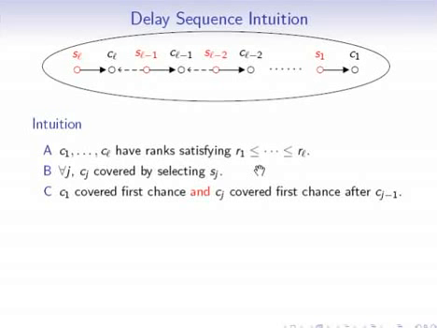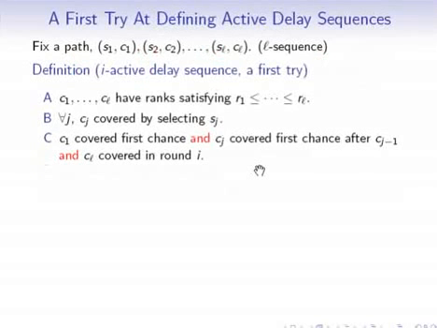And the final thing that must have happened is that C1 was covered on the very first chance, and Cj was covered on the very first chance after we covered Cj-1. So here's our first try at defining an I-active delay sequence. A delay sequence, remember, is a path of pairs like this, and we're going to call such a path of length L an L sequence.